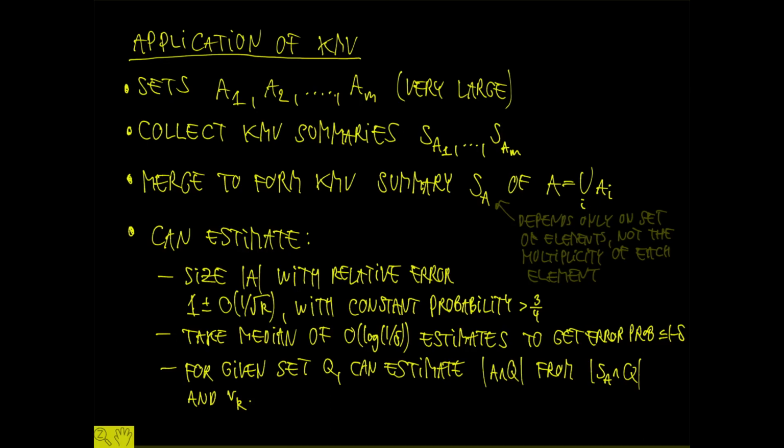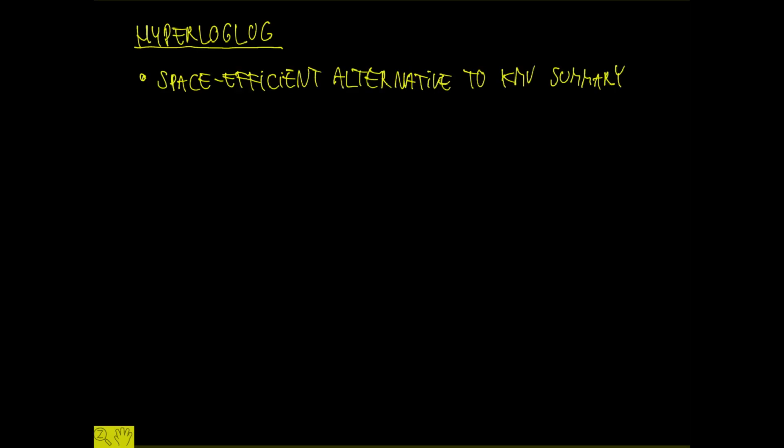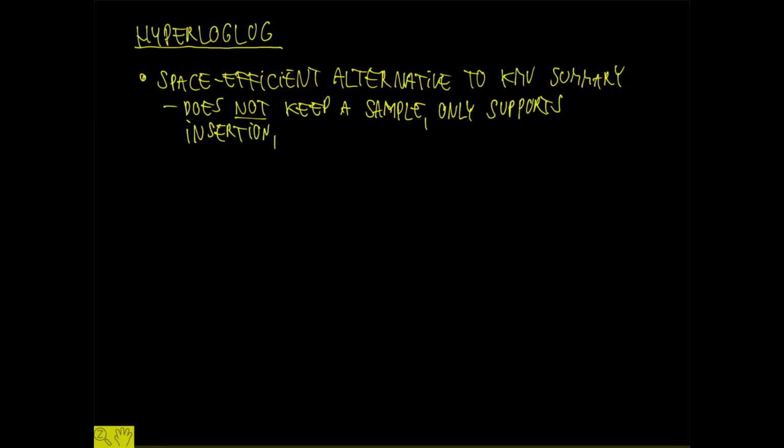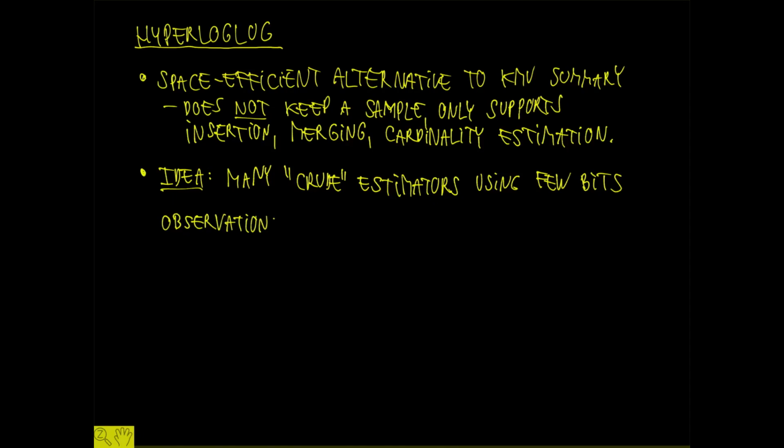The HyperLogLog summary is a space-efficient alternative to the k-minimum value sketch. It doesn't keep a sample, and in particular we don't know what any of the elements in the set are, but it does support insertion, merging, and cardinality estimation. The idea is to combine a lot of crude estimators of cardinality, and each of these estimators should use only a small number of bits.